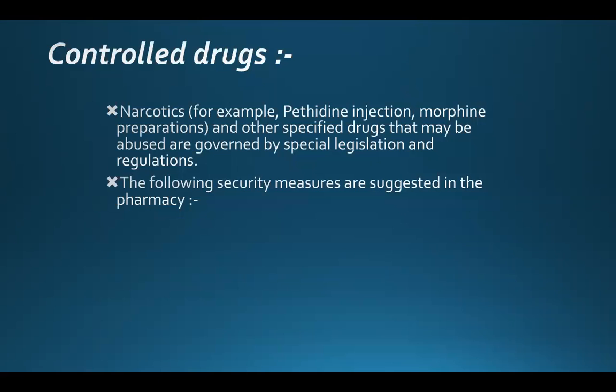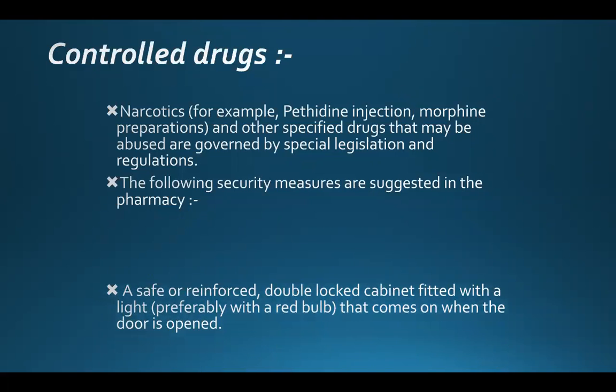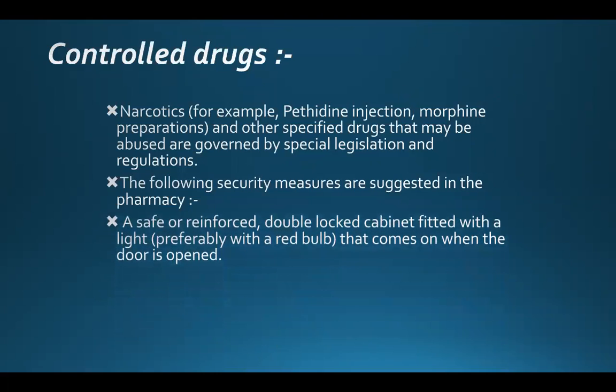So proper security must be provided for these drugs so that no abuse can happen. What do they have to do? A safe or reinforced double-locked cabinet fitted with a light, preferably with a red bulb that comes on when the door is open. So they must be secured under a cabinet fitted with a lock, and a light that comes on when the door is opened.